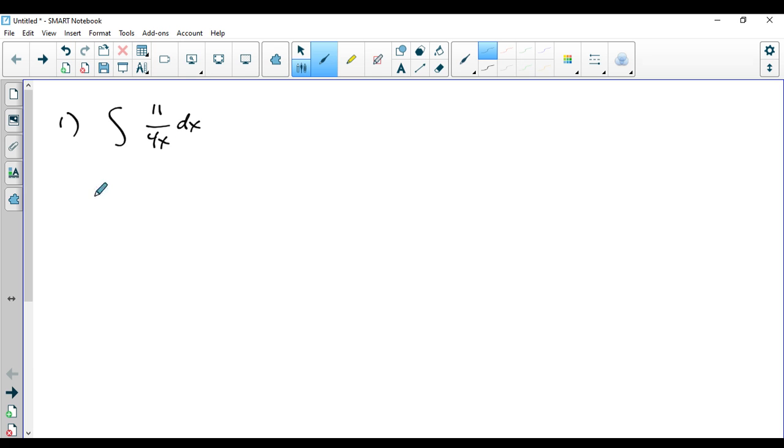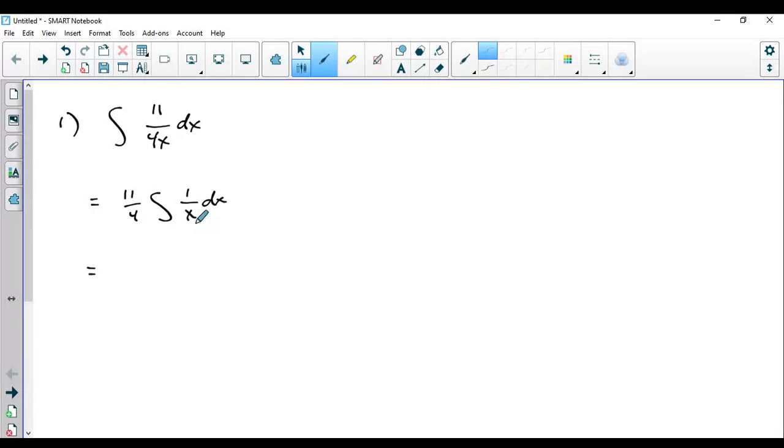So what I can do here is rewrite this to make it a little bit clearer. The 11's a constant, and the 4, which is really like 1/4, is also a constant. So hopefully we'd all agree that I can pull out 11/4 and then get the integral of 1 over x dx. If I multiply 11/4 times 1 over x, this is exactly what I get. And the constant of 11/4 can be pulled out.